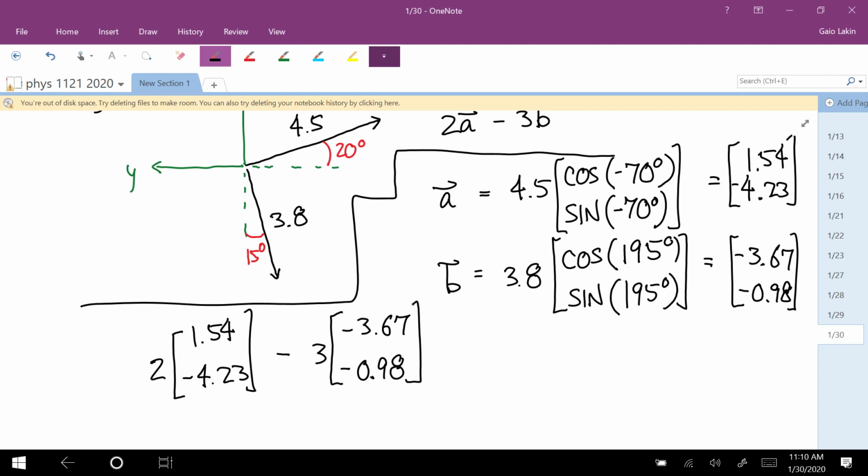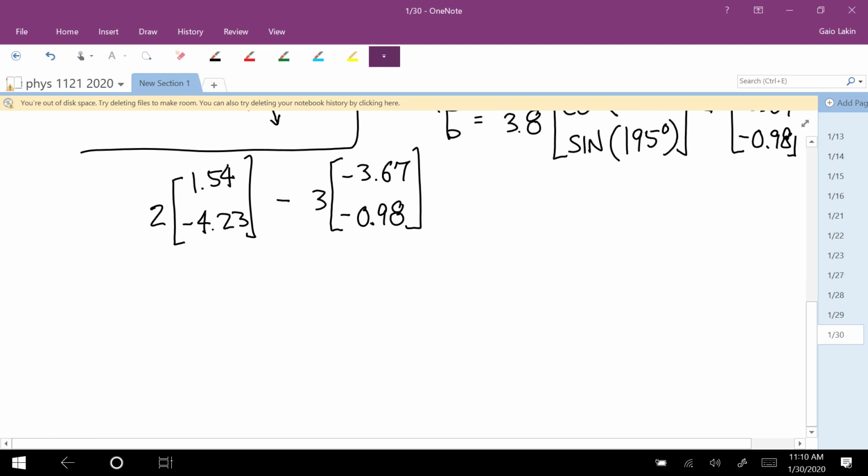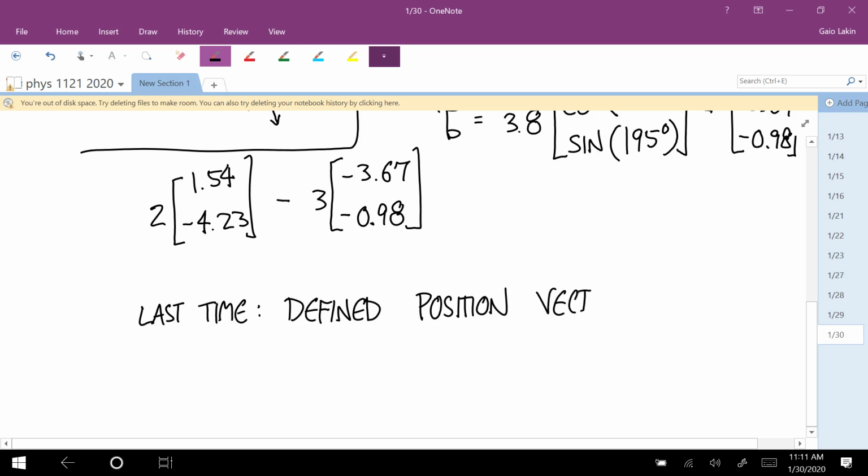Yeah. Okay. So last time we started talking about kinematic vector quantities. So we defined the position vector, and we call it the same thing, lowercase p, but it has the arrow over the top to tell us that it's a vector variable.